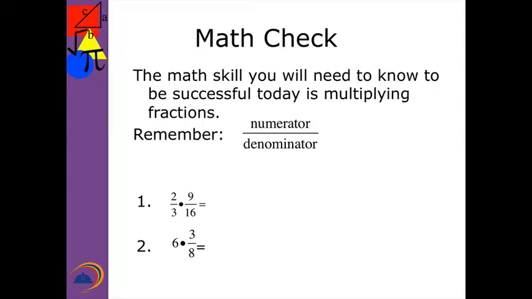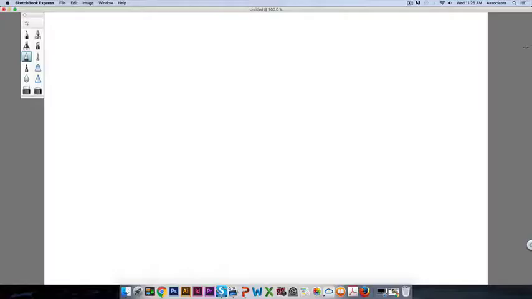Welcome back. Let's go to our slate and see how we did. Perfect. So now, let's make sure I have my pen going. And so the first problem was 2/3, and that fraction was times 9/16. All right, so when you're going to do this, there's two ways you can multiply fractions. You can multiply numerators together. 2 times 9 is 18. You can multiply denominators together. 3 times 16 is 48.